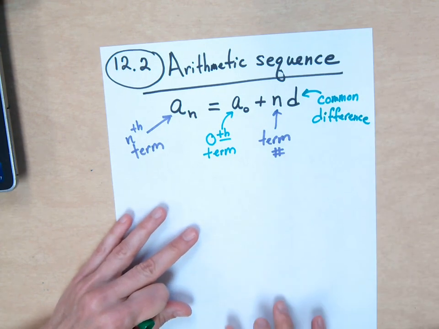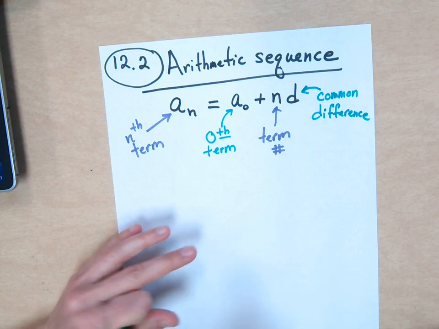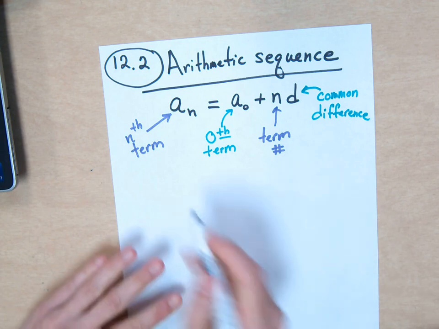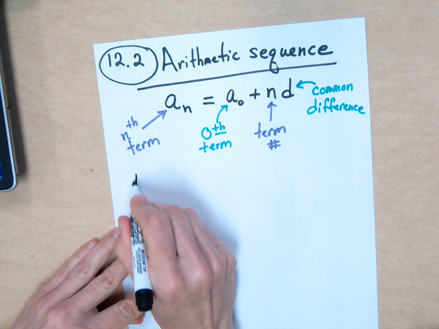So that is the whole equation. Now you'll see something slightly different in the book, but this I think is easier to use. So let's do 3 examples of doing this in different situations.